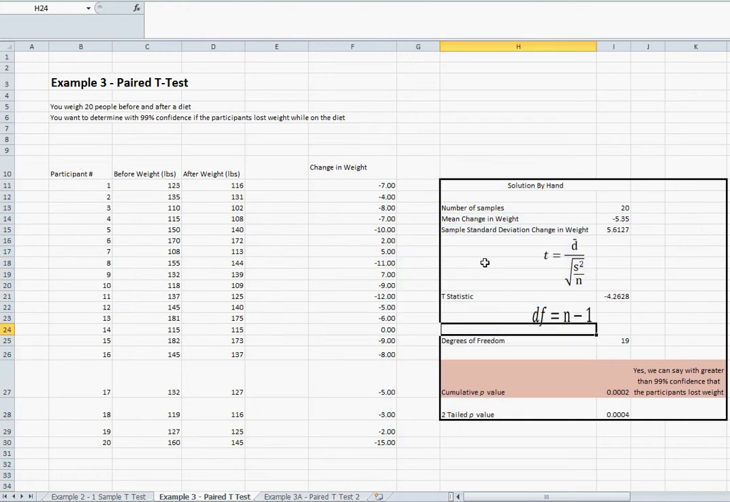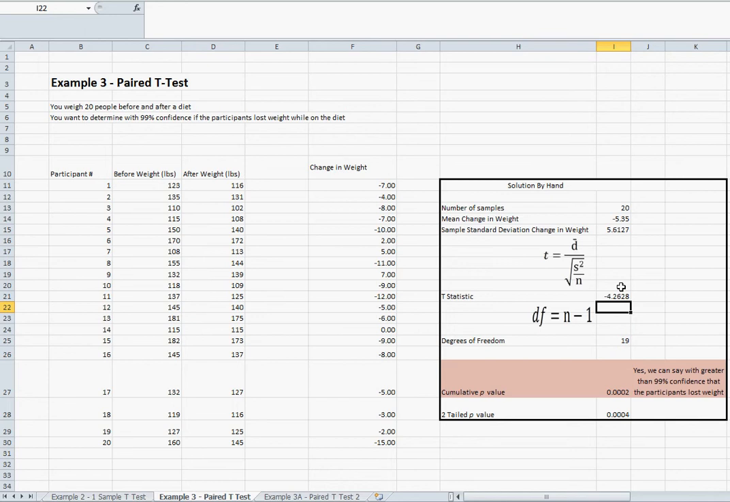So now we need to get our test statistic. Our t statistic is the average change divided by the square root of our standard deviation squared over our number of samples. So our average change here is 5.35, so this is going to be 5.35 divided by the square root of 5.61 squared divided by 20. And that ends up, in this case, being negative 4.26.